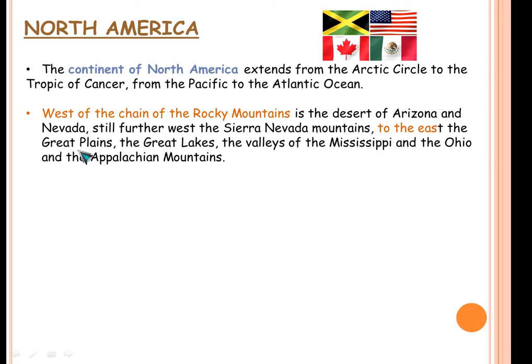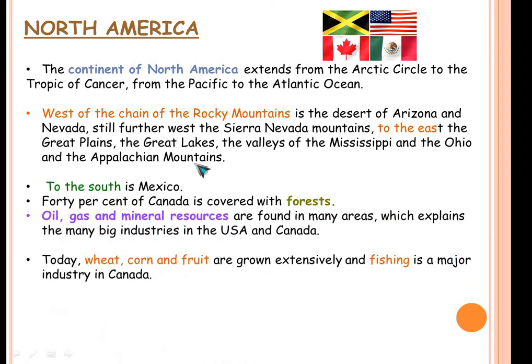The Great Plains is there, the Great Lakes you have, the valleys of the Mississippi and the Ohio and the Appalachian Mountains. So this is the topography. They have given the topography so that you will understand the conditions better. Now to the south we have got Mexico, that also we know.